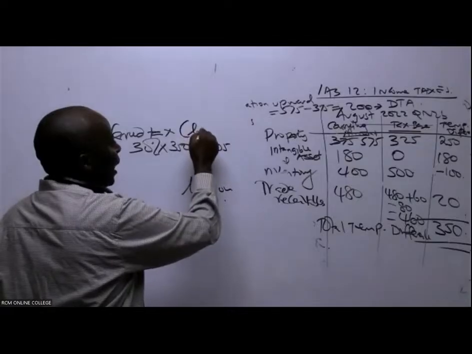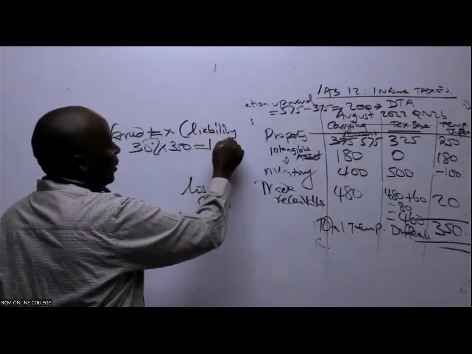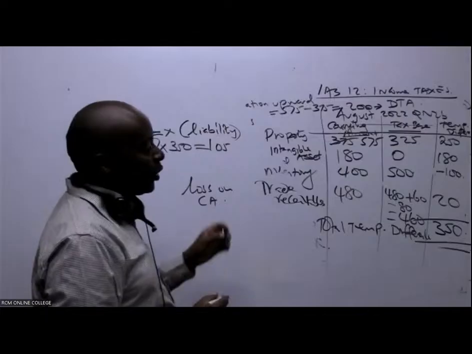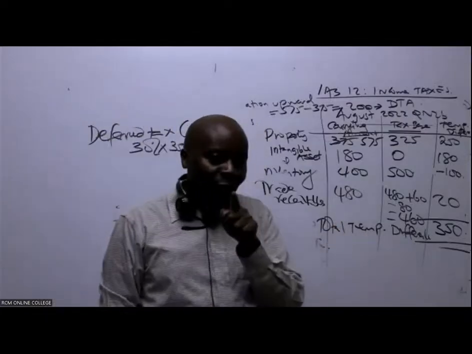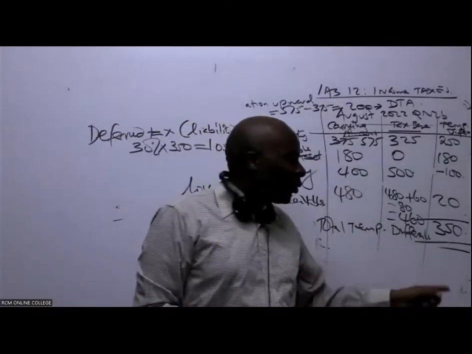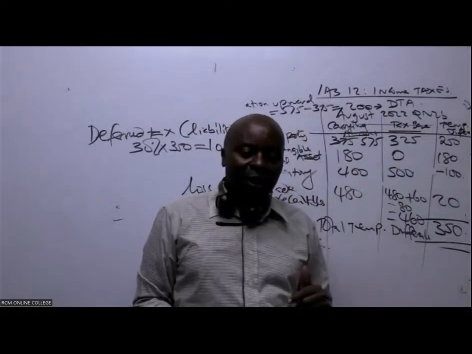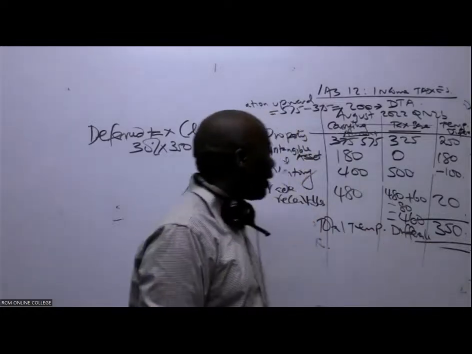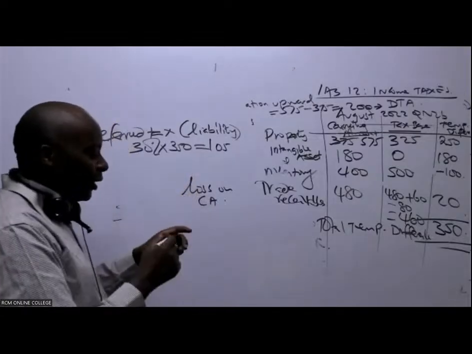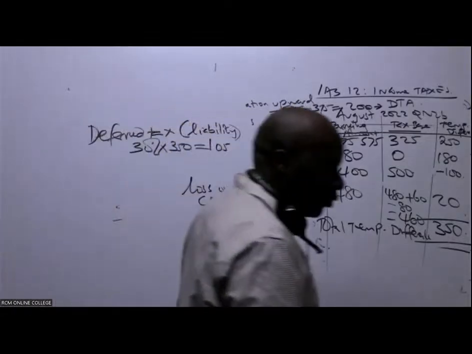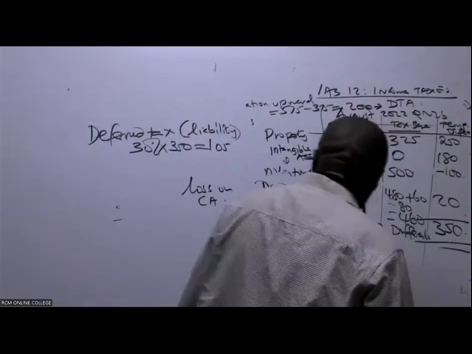And remember, this is a liability, because I told you, whenever the temporary difference is positive, that's like a profit. So you'll have to share this with the taxman in the future. So these are deferred tax liability. If it was negative, I would have called it a deferred tax asset.